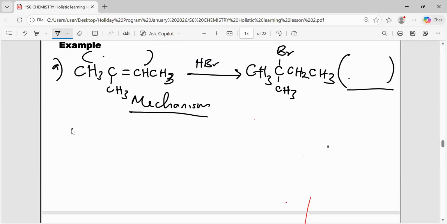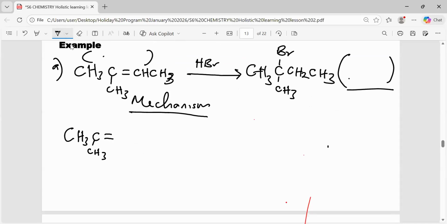So do you want me to say the name of the compound? Okay, what is the name? I'm thinking 2-methyl but2-ene. What I'm thinking is 2-methyl but2-ene. Okay.